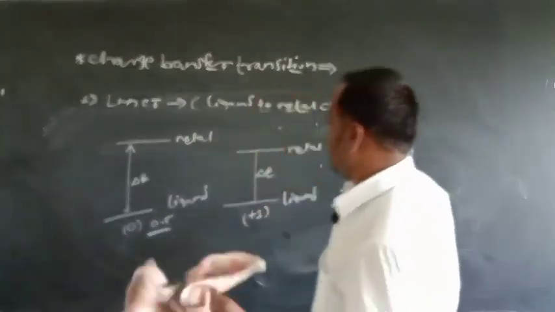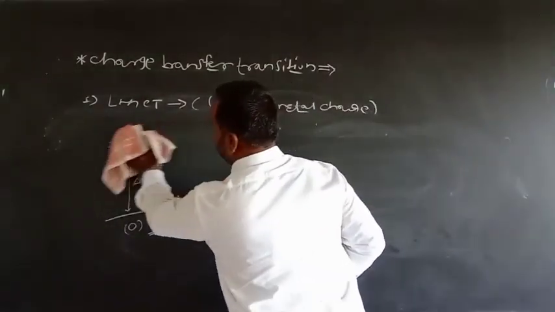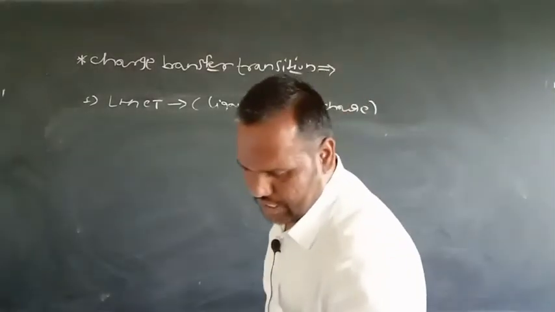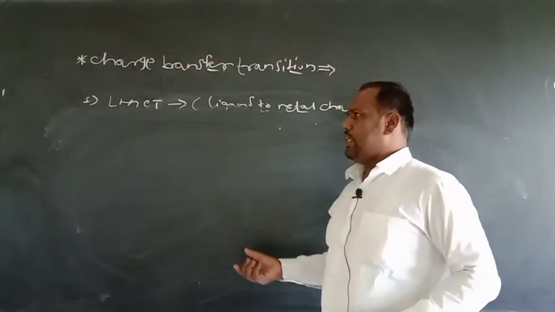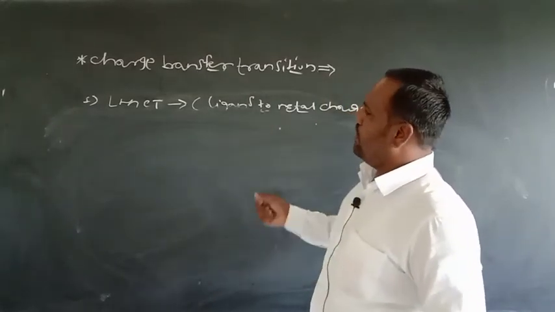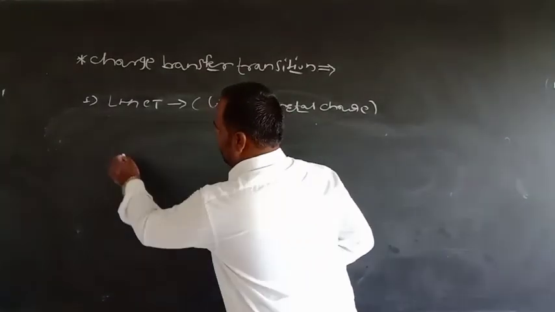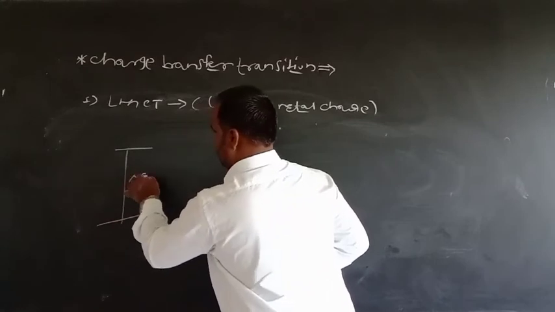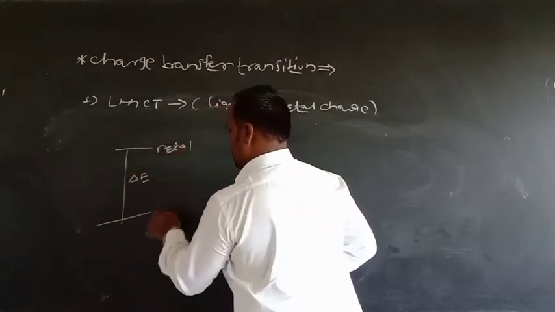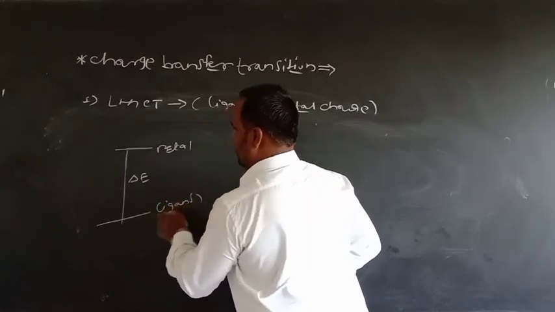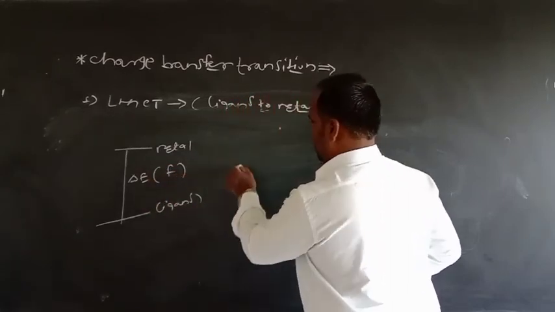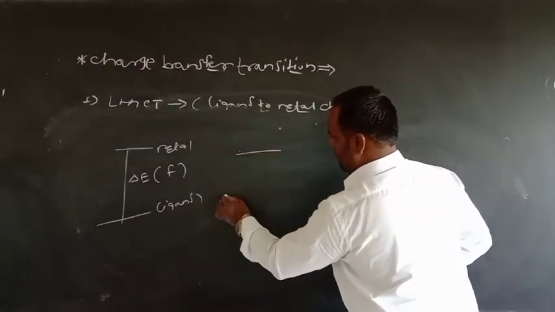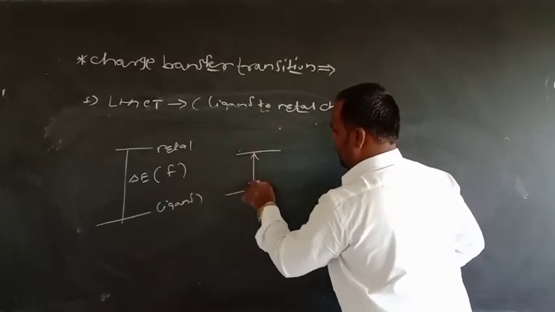Again we will discuss the important characteristics regarding the ligand involved in ligand to metal charge transfer transition. The ligand should have a low electronegativity. If you consider the electronegativity and the energy difference delta E, this is the metal orbital, this is the ligand orbital. In this case the ligand is fluorine. Again you go further, then the energy difference decreases.